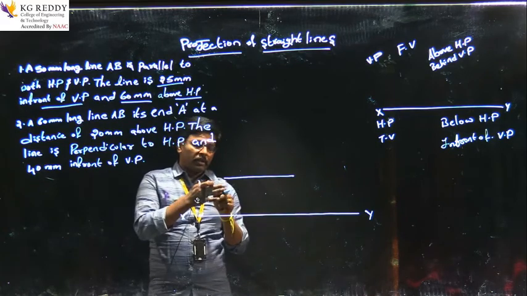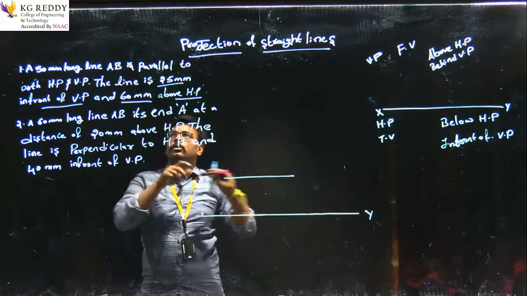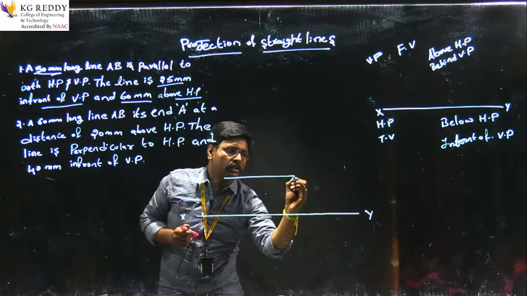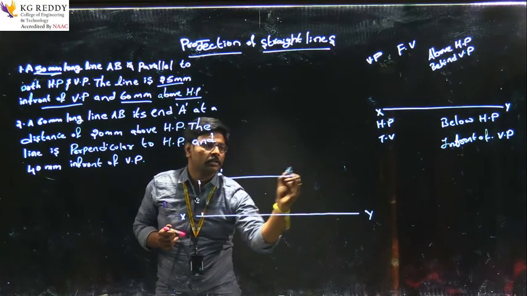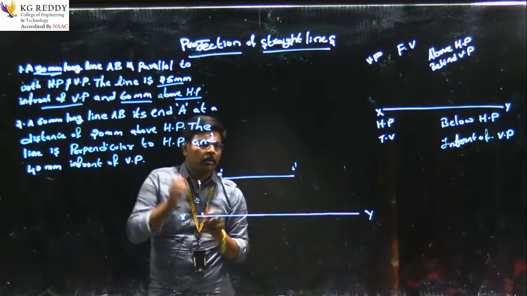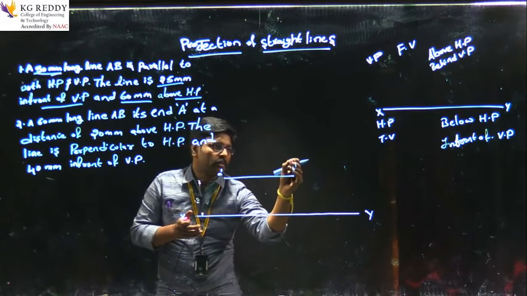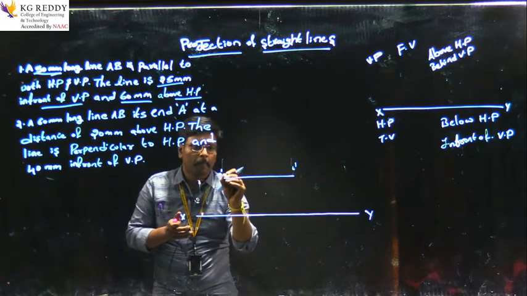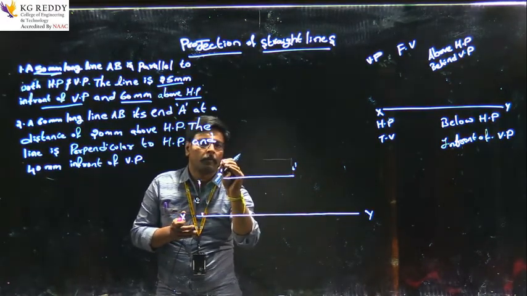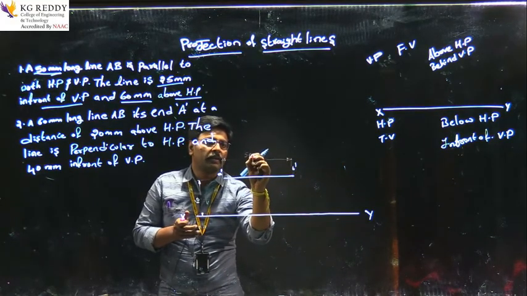The shape in the front view, the shape of this line, is a horizontal line, so the length is 50. Here the length is 50, and this is A dash and this is B dash. Here is the dimension line for this line, which must be very light. And the length of this line is 50.